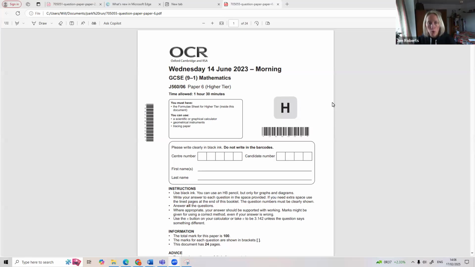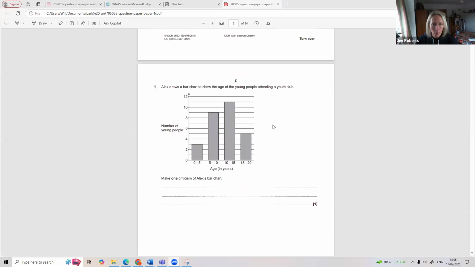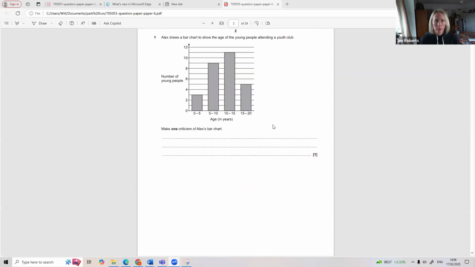So this is a walkthrough of paper 6, OCR calculator paper. Hiya. Okay, question 1. Alex draws a bar chart to show the age of the young people attending a club. Make one criticism. If you've noticed here, 5 is in this boundary and this boundary, so there's an overlap of ages. So the age groups overlap.